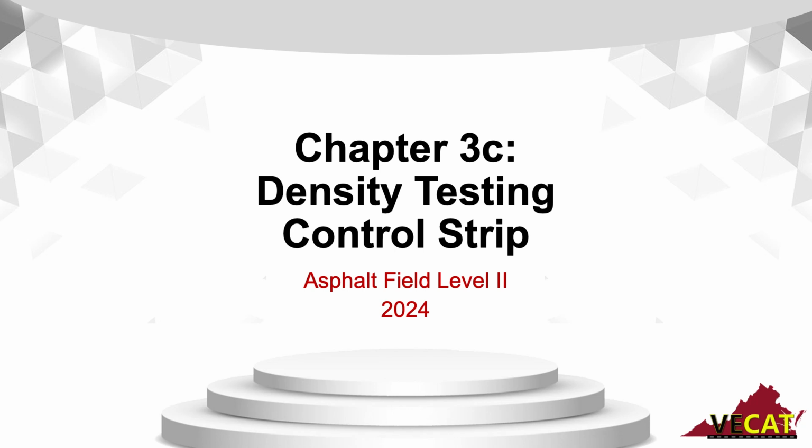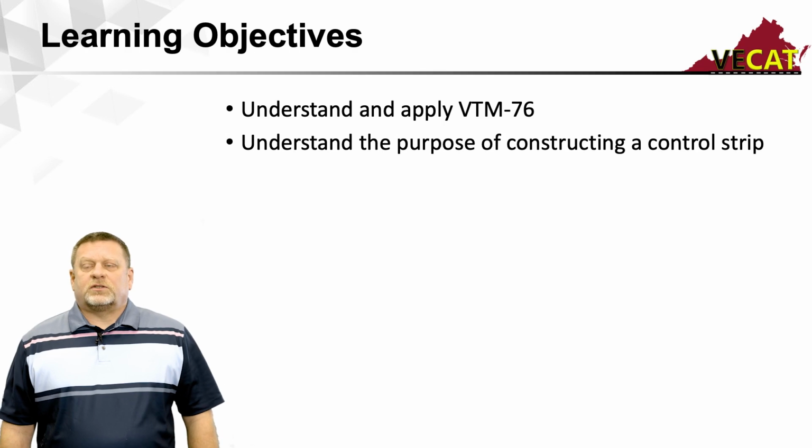Mike Dudley here. We're going to continue in chapter 3. We're going to be talking about the control strip portion of your density testing. The learning objective is again to continue to understand VTM 76, and primarily the focus in this presentation is to talk about how we construct a control strip and interpret the test results.